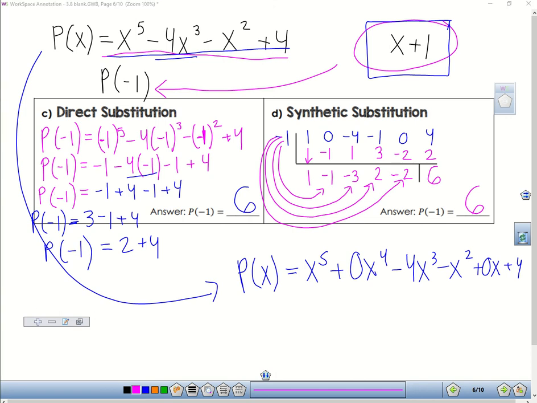All right, does anyone need more time on this, or are you guys good to move on? Good? All right, let's try some more examples.